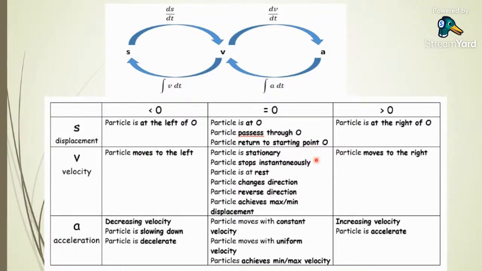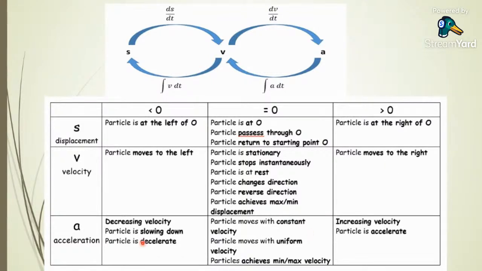So, here are the keywords juga. Tapi yang ni saya akan ulang balik lah, okay. Dia mungkin guna stationary, stop instantaneously, particle is at rest, changes direction, reverse direction. Ni saya akan bagi tahu nanti. Why changes direction and reverse direction tu? Kita kata V equals to 0. And then if it moves to the right, biasalah kalau move to the left less than 0. Kalau moves to the right, dia akan jadi greater than 0.